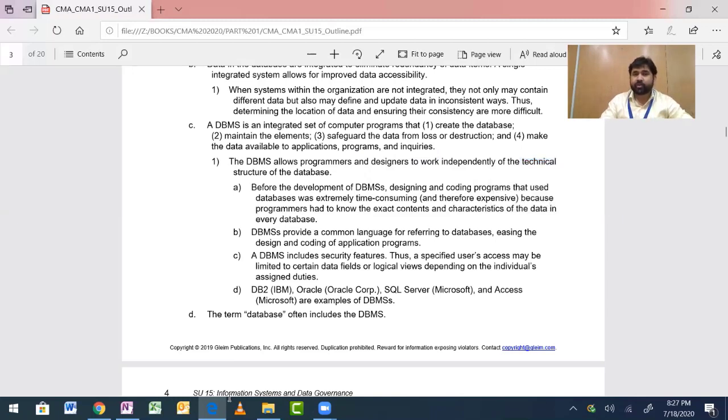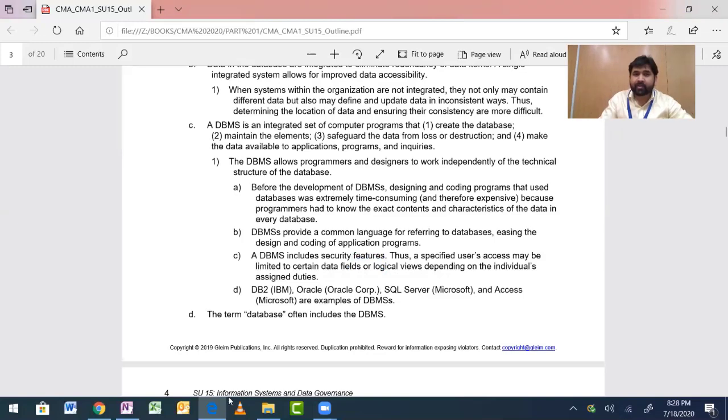Before the DBMS, design and coding of programs that used a database was extremely time consuming and therefore expensive. Then DBMS provides a common language for referring to databases, easing the design and coding of applications, and includes security features. I think they're talking about the old database and the new database. I don't think that is too important, and if you read, you'll just understand. The new ones are more advanced and more user friendly.